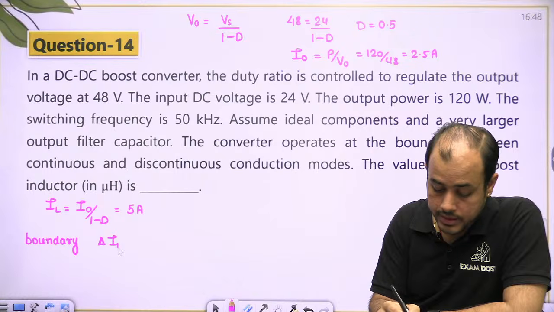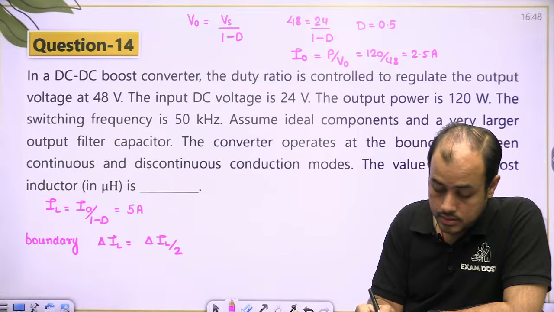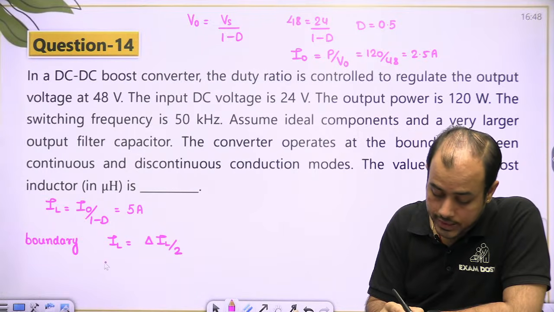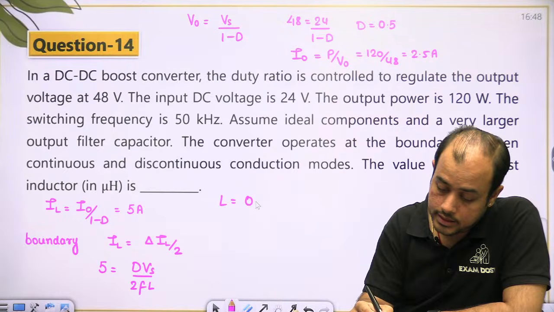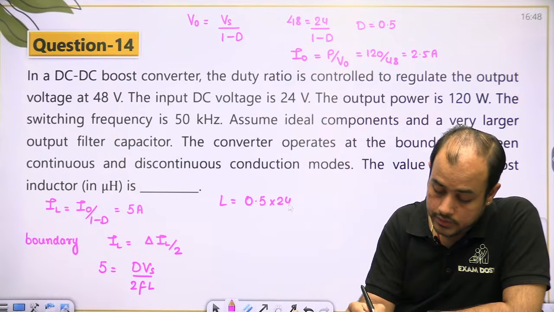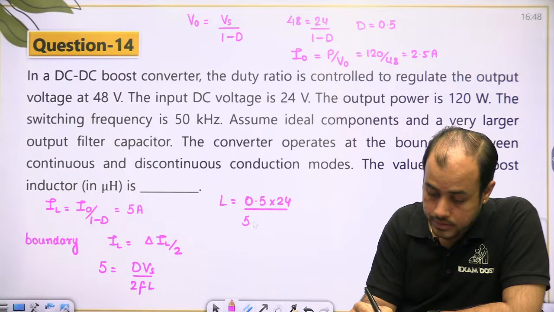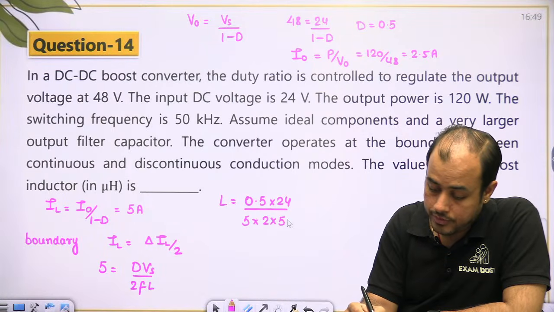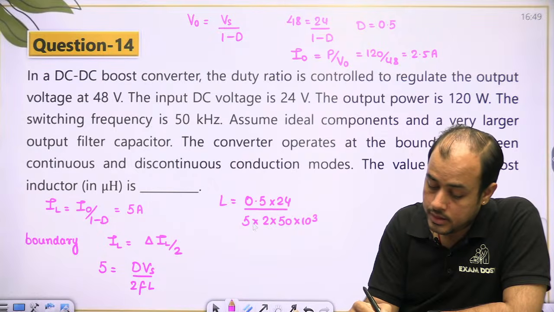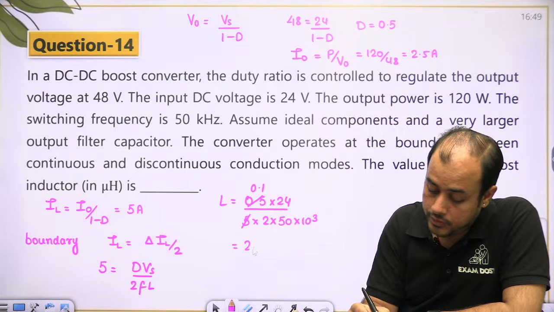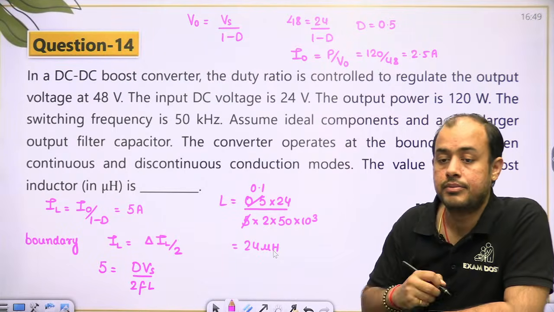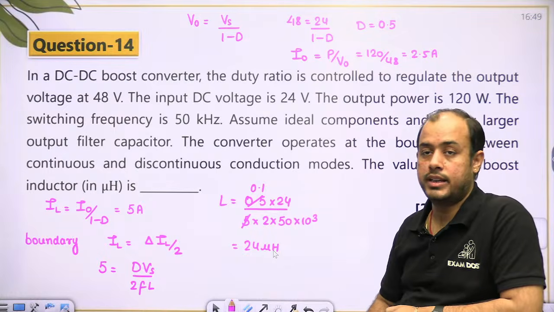That IL should be delta IL by 2. So 5 delta IL is Vs. So what is the inductor? Vs by 5, 2 into F. F is 50 kilohertz. 2.4 by 10 to the power 5, 24 microhenry. 24 माइक्रो हेनरी आ रहा है. चेक करो.